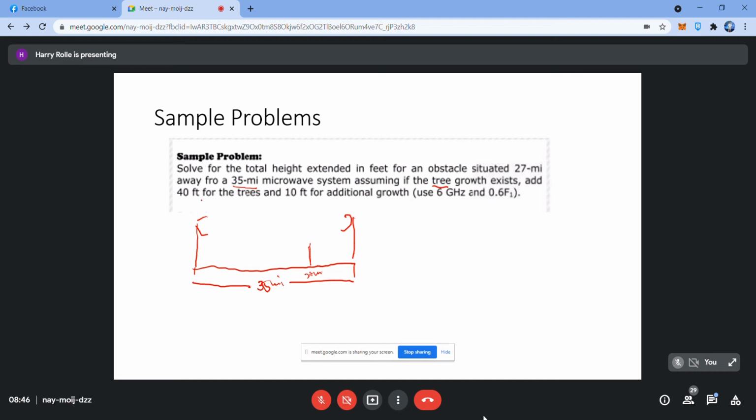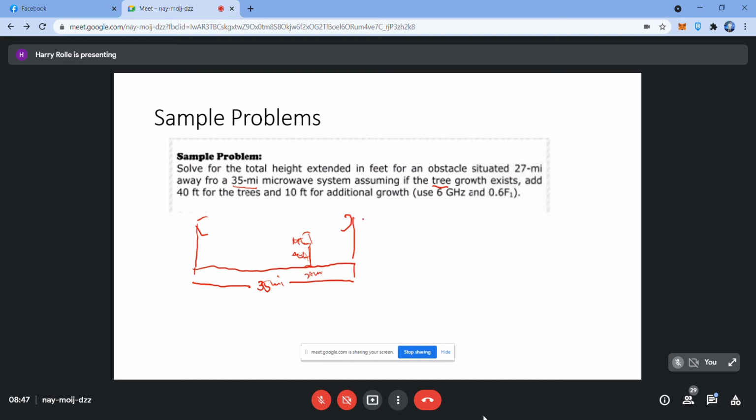Add 40 feet for the tree. So, the height of the tree is 40 feet. The tendency of the tree is to grow taller, so we will add another 10 feet for additional growth. Use 6 gigahertz as your frequency and 0.6 or 60% of the first Fresnel zone. What are we looking for? The total height of the tree's extension.